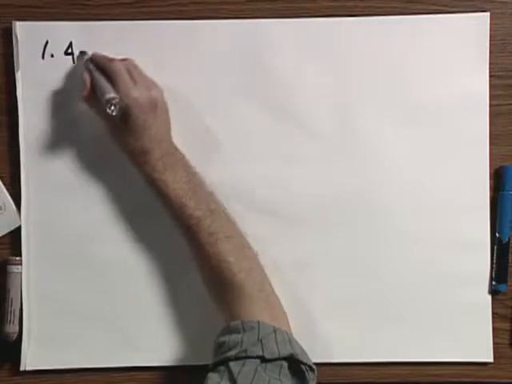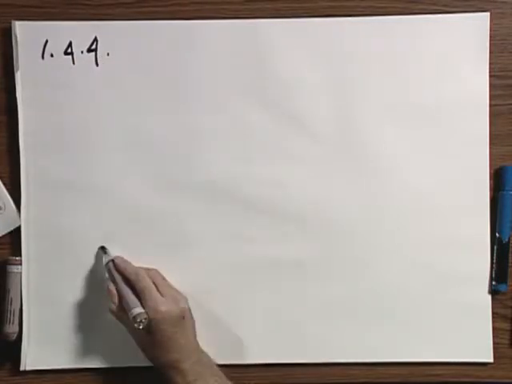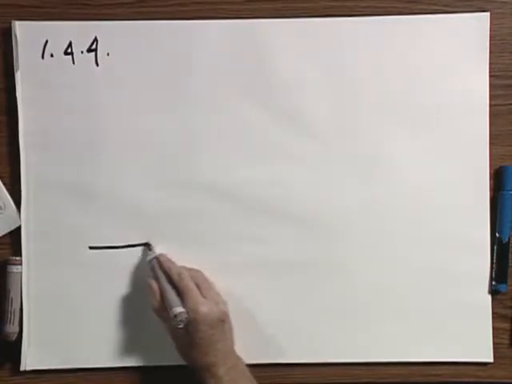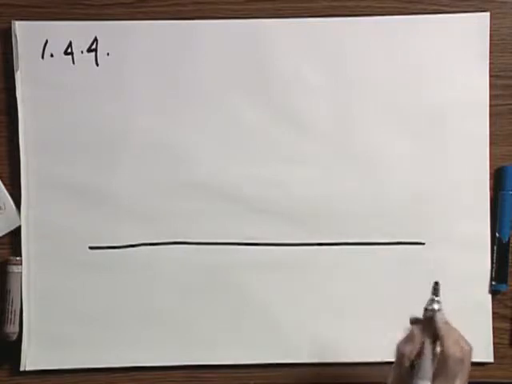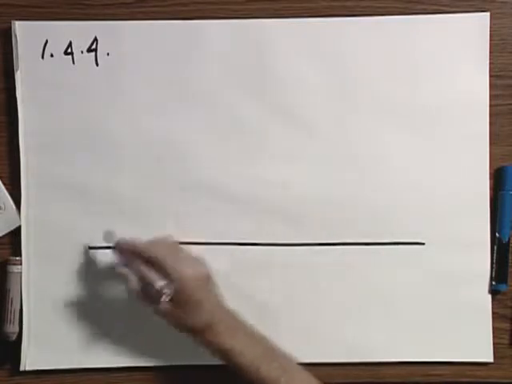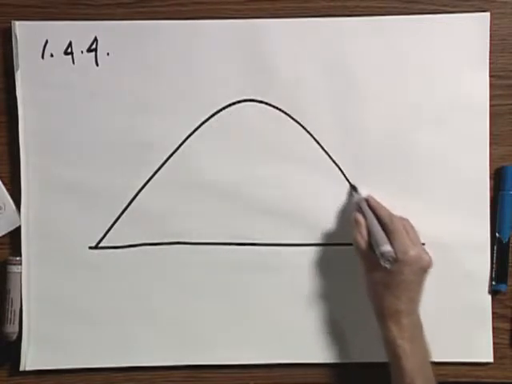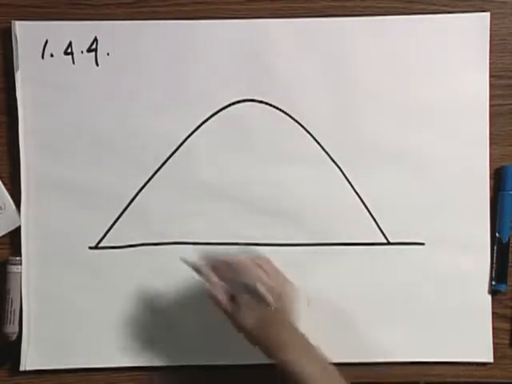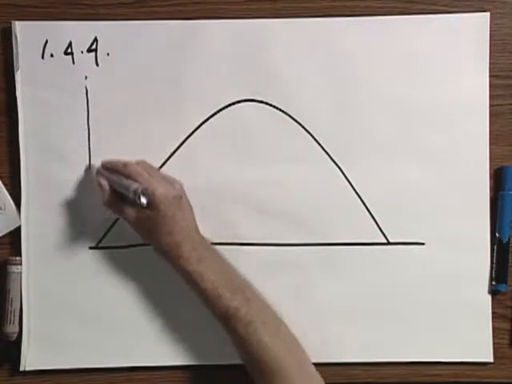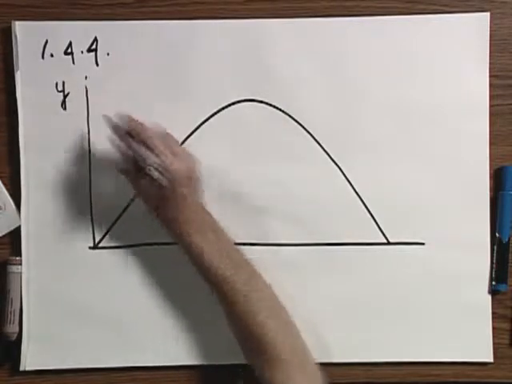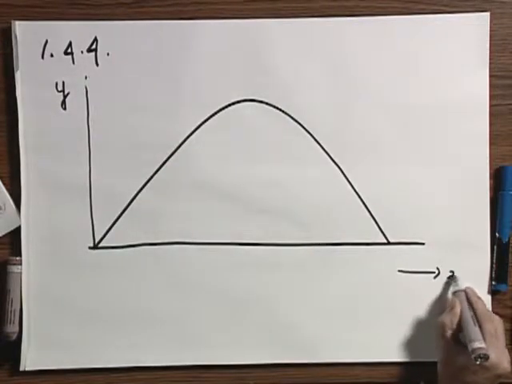So now let's go to 1.44, which is a classic application of our famous equations 1 and 2. Someone kicks a soccer ball at a certain angle, and the soccer ball reaches a certain height, and the soccer ball returns to the ground. This is y, and this is x.